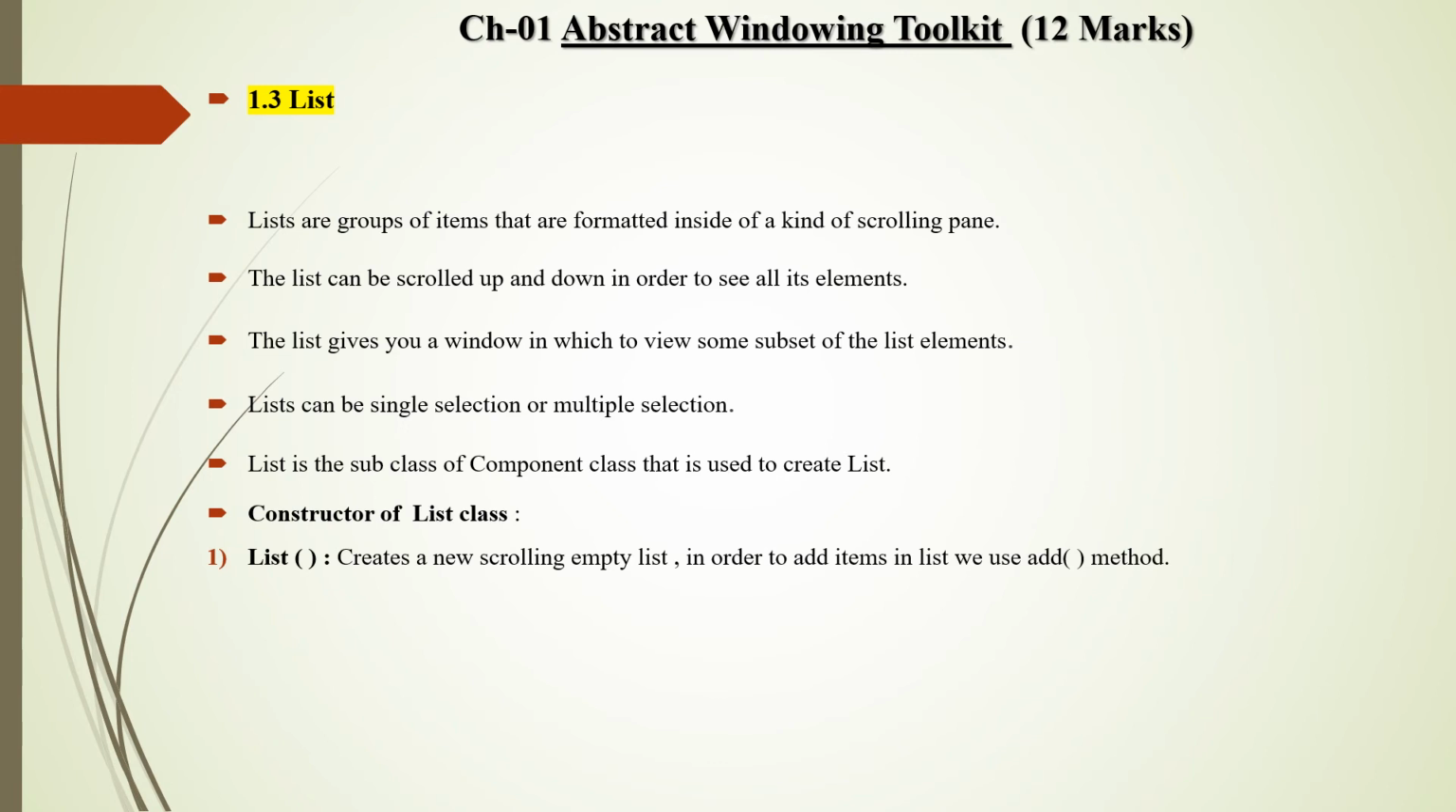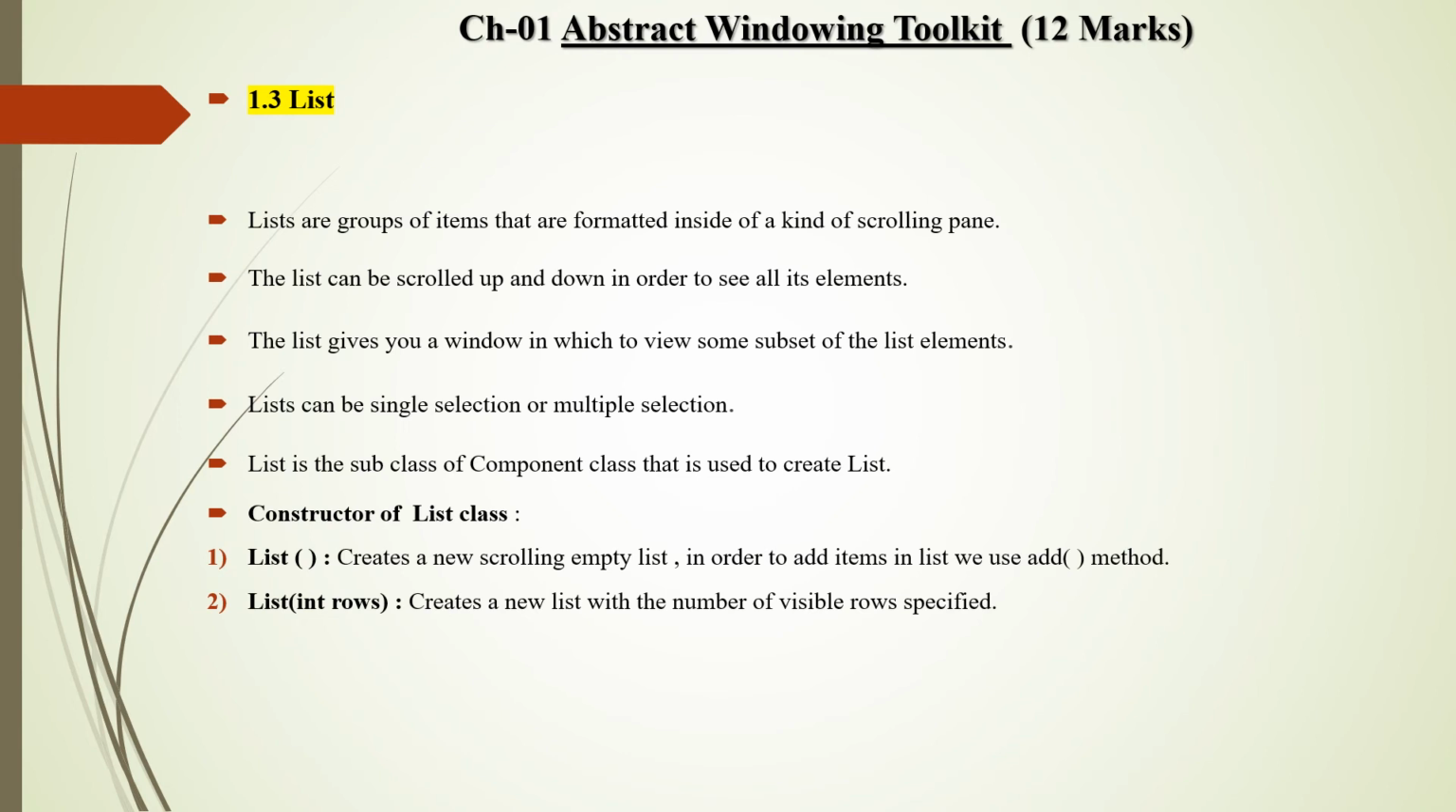The first List constructor is the default constructor, so there is no parameter. It creates a new scrolling empty list. In order to add an item in the list we use the add method. Similarly, we use the add method in the choice control. We only create the choice, and then by using the add method we can add the items in the choice. Similarly, in the list also we add a list of items by the add method.